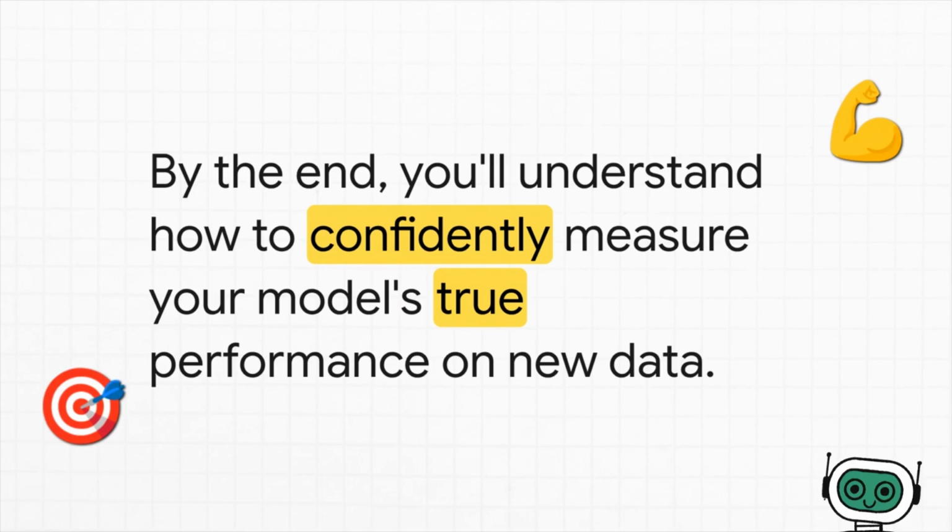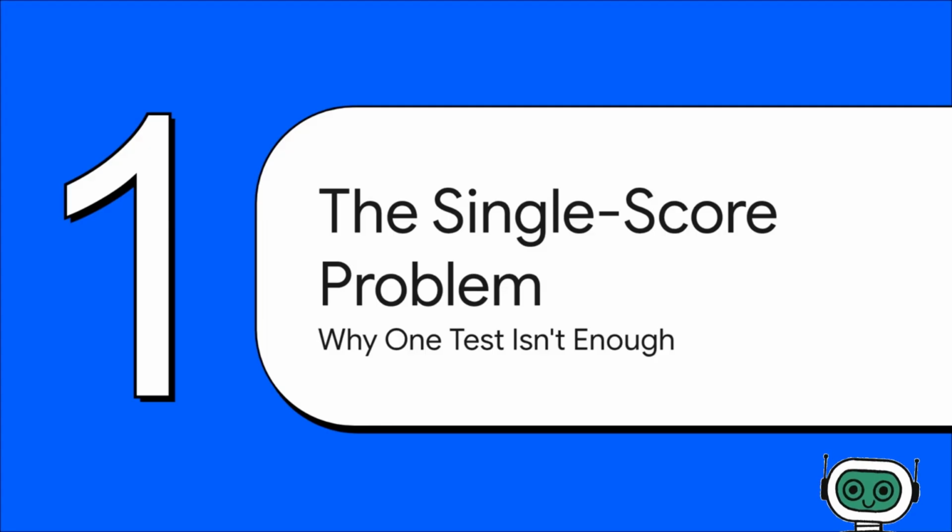Well, that's exactly what we're going to tackle. In the next few minutes, you'll understand a simple method that helps separate skill from luck. You'll walk away knowing how to get a performance number you can actually trust. So let's start with the core problem here, which I like to call the single score problem.